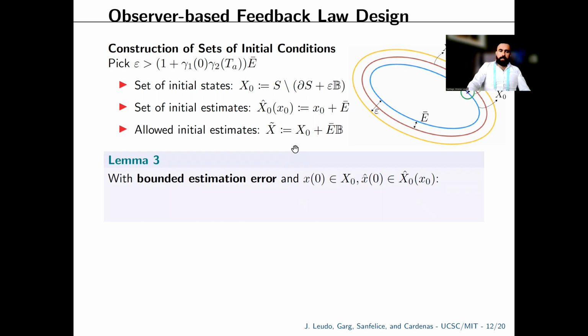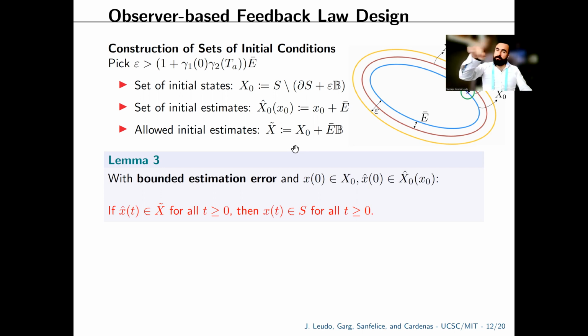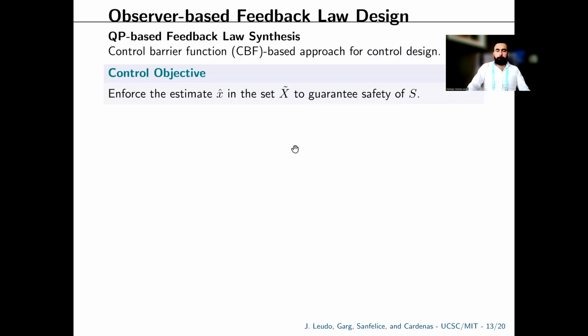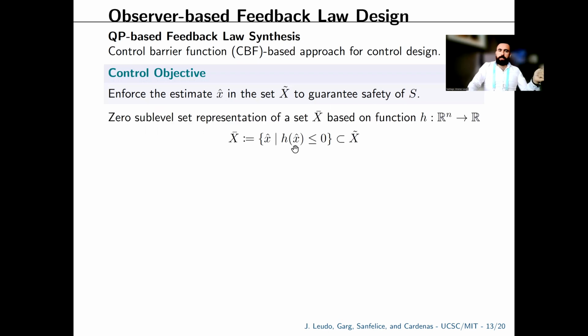The next result says that if we have a bounded estimation error and a proper initialization of the trajectories, and we render the estimation to stay inside of the eroded set, this implies that the state will remain inside of the safe set because the error is bounded at all times. So the objective of our control will be to enforce the estimate to remain inside of the eroded set at all times to guarantee safety.